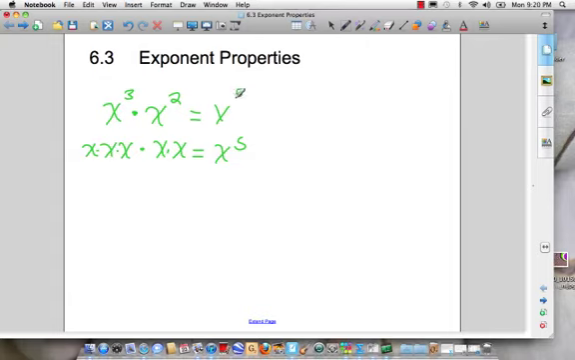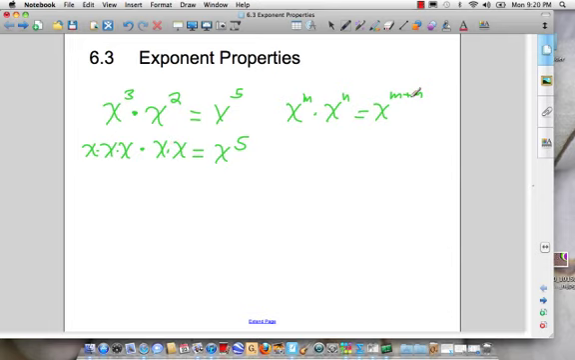So it turns out that when you're multiplying with the same base, x and x, you can add the exponents. And in general, we say x to the m times x to the n equals x to the m plus n. Notice that even though we're multiplying, we add the exponents. And that's because an exponent is essentially counting how many factors you have. So 3 factors, 2 more factors, altogether there's 5.